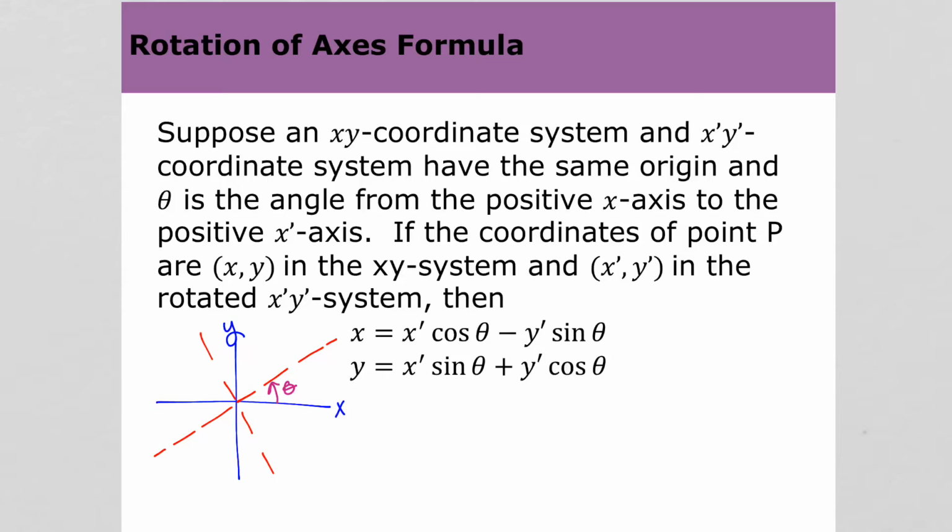So if the coordinates of point P are x, y in the xy system and x prime, y prime in the rotated x prime, y prime system, then x is equal to x prime cosine theta minus y prime sine theta, and y is equal to x prime sine theta plus y prime cosine theta. So those are formulas that we're going to use in a second to help us out.